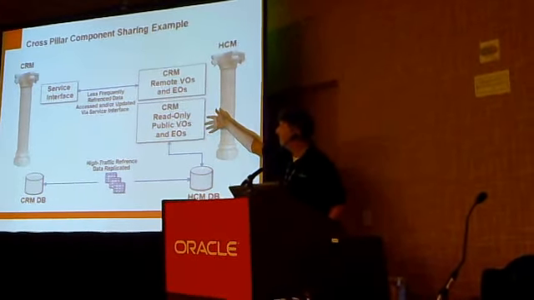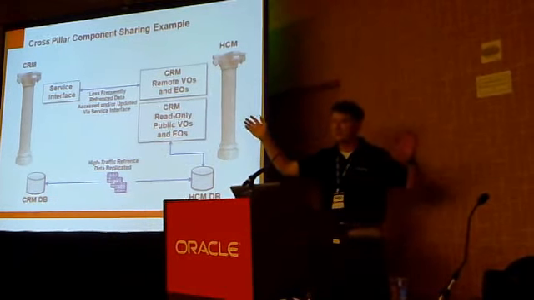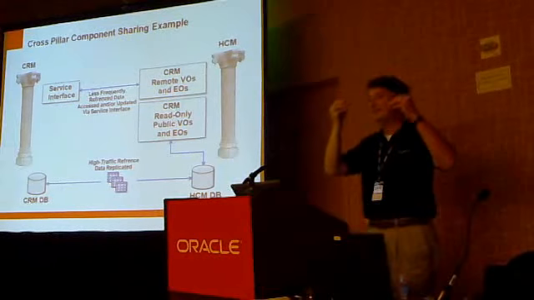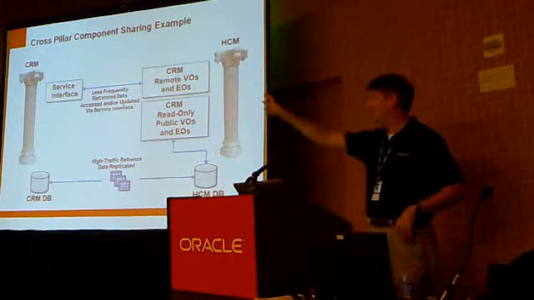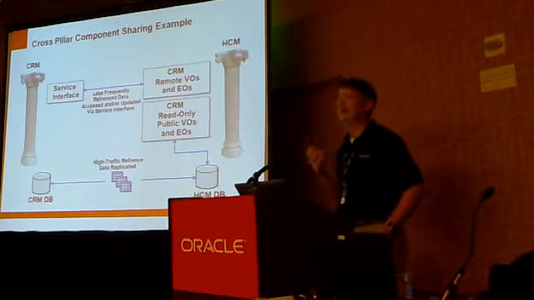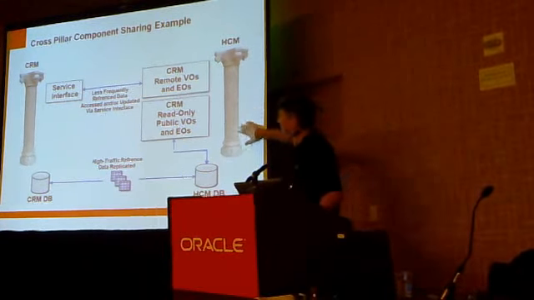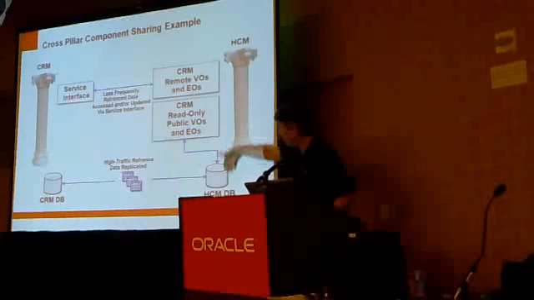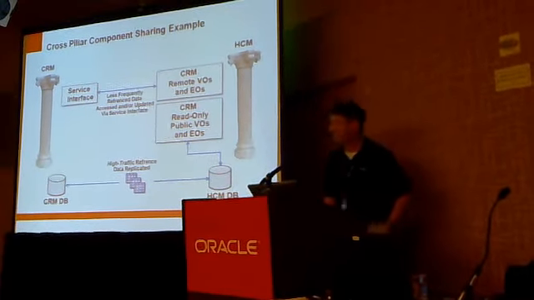call read-only public VOs and EOs. That's a term they invented themselves. They're just VOs and EOs with no logic in them. They have the same structure as the so-called private VOs that are running inside the CRM pillar. And they really just exist so that the team over here can do joins and easily involve the attributes of the contacts in queries that go against replicated data.